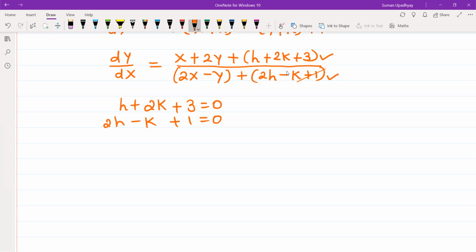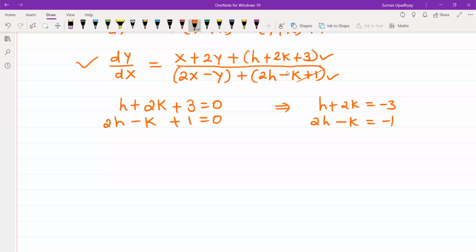Did you understand this? After taking the substitution, the final equation which I have got is still not a homogeneous differential equation because this constant term is troubling me. So I don't want these constant terms to be there, so I equated them to 0. Now you can see this can be written as h plus 2k equals minus 3, and 2h minus k equals minus 1.